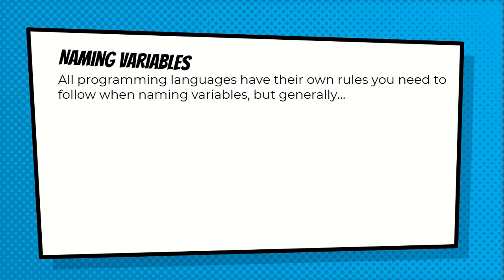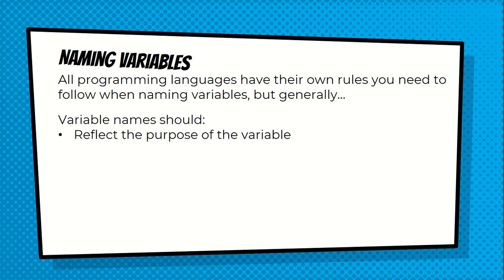So there's a few things we need to know about variables, and they can change across different programming languages, but generally, one thing to remember is that when we name them, the name we give them really should reflect the purpose of the variable. So we should think about what type of data is being stored in there and what's going to go there, and name it accordingly so that the name makes some sense.